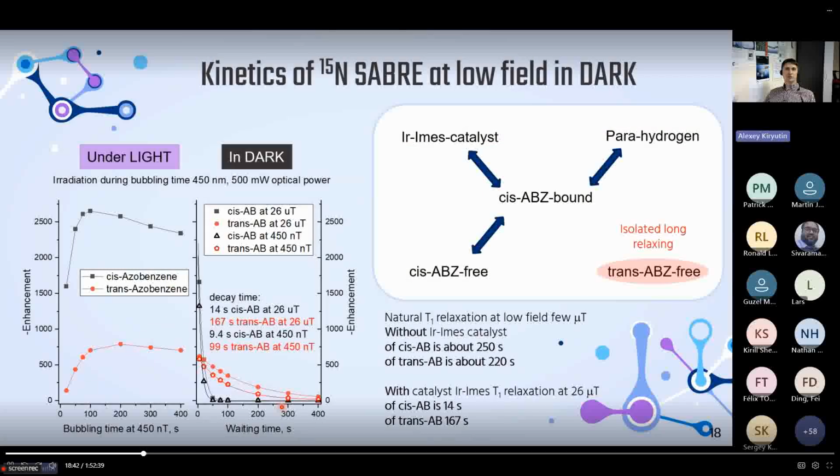We also carried out a relaxation experiment in the dark. This showed that in ultra-low magnetic fields and in the Earth's field, 50 microtesla, cis azobenzene relaxes very rapidly in the presence of the iridium complex, while trans azobenzene exhibits a T1 relaxation time of about 100 or 200 seconds.